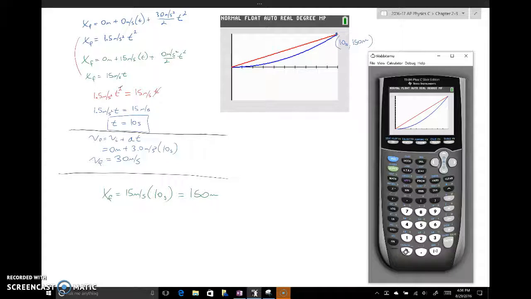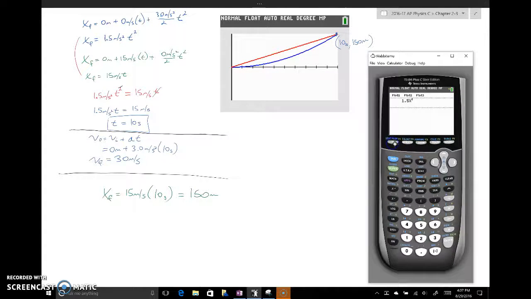The motorist is traveling at a constant velocity. Velocity is the slope in a position time graph, so we have a straight line. The officer started with a 0 velocity, so we have a 0 slope, and then was accelerating, so you can see the slope of this curve is slowly increasing. And then we could use the curve intersection function to show that those two lines intersect at 150 meters like we've got there, and that happens at 10 seconds.